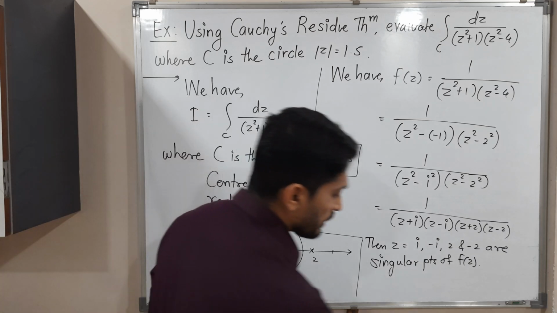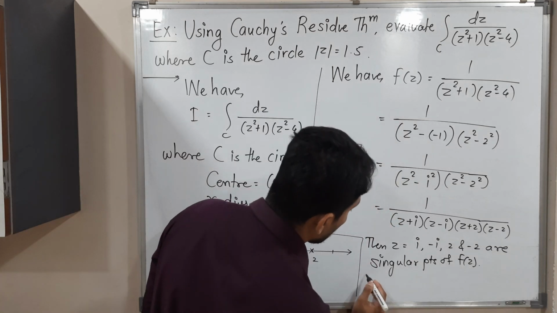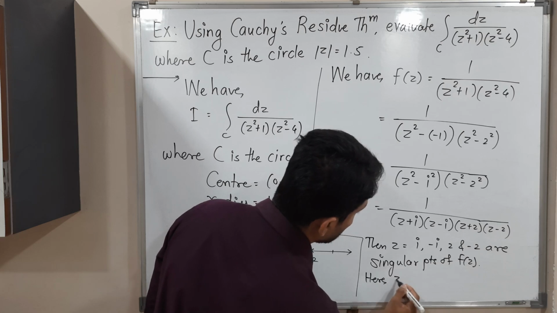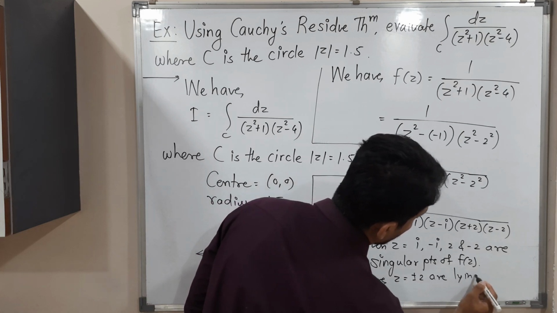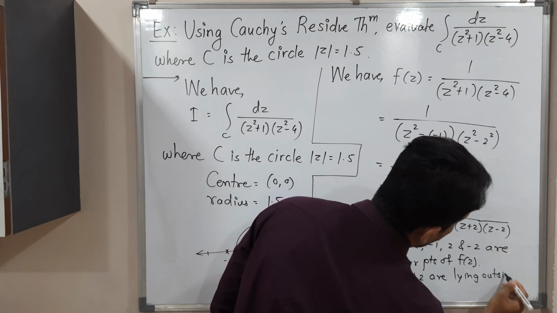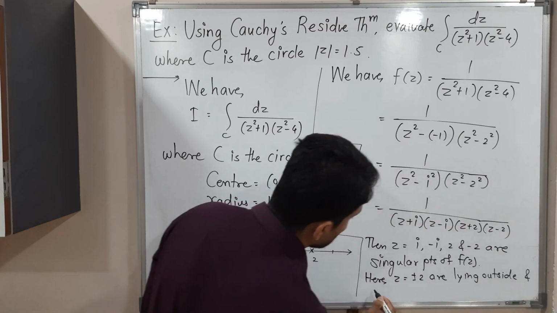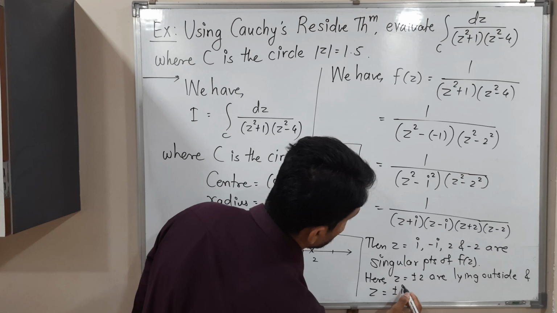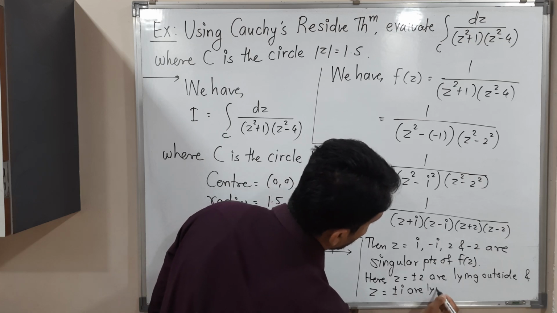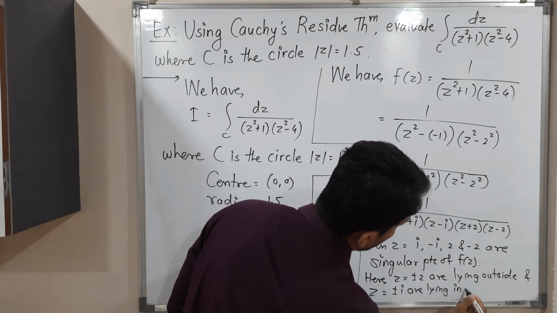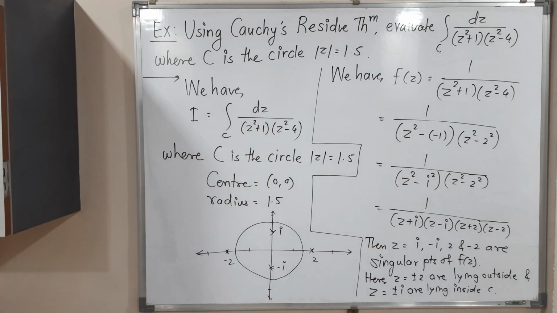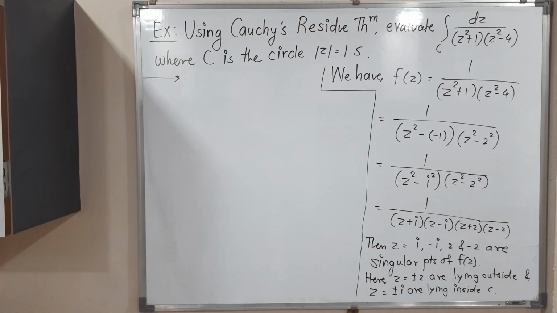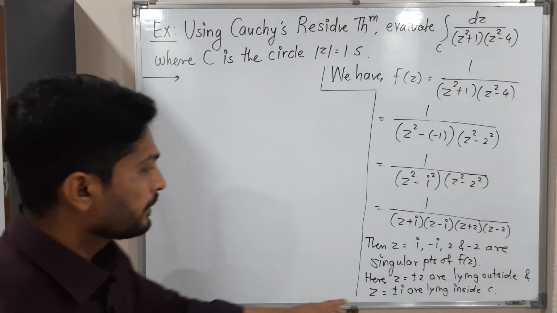I should mention here clearly: z equal to plus minus 2 are lying outside, and z equal to plus minus i are lying inside C. There is no more space to write, so make a screenshot of it, then we will go further. Let us find the residue at z equal to i and minus i.